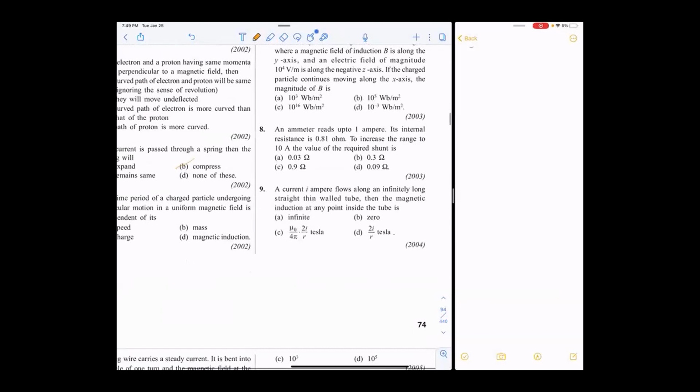So, there is a good question actually. A current I ampere flows along an infinitely long, straight, thin wall tube. So, there's a thin wall tube, a metal tube. You have put it in a plug. So this current is flowing only on the surface, not inside. Are you able to understand? What is the magnetic field induction at the inside of the tube? So how to calculate it?